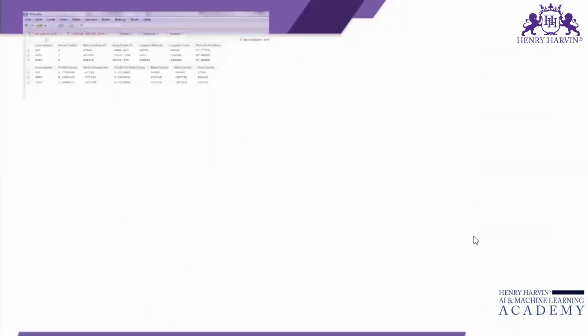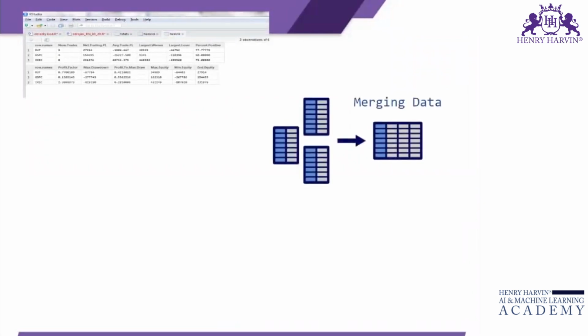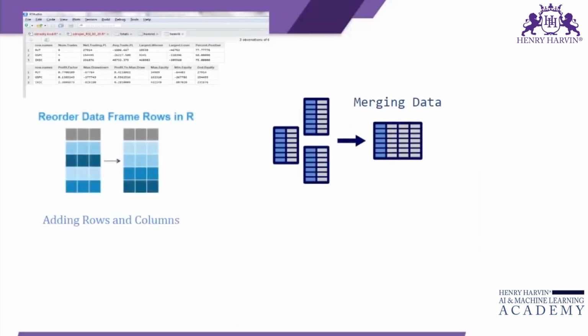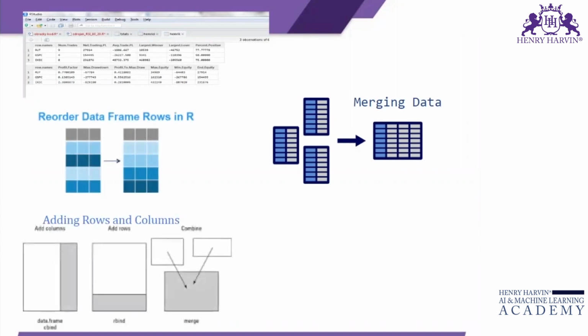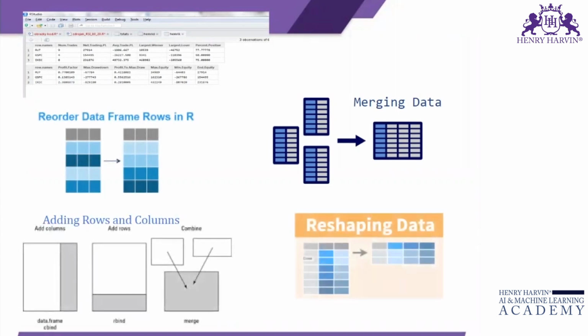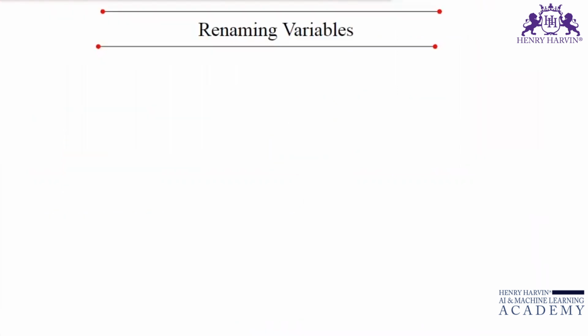Once we have access to the data, we need to manage it and build it into data that is useful for analysis. In data management, we will cover the topics that will help us reshape our data according to our requirements and analyze it in a better way. So let's start with renaming the variables in R.